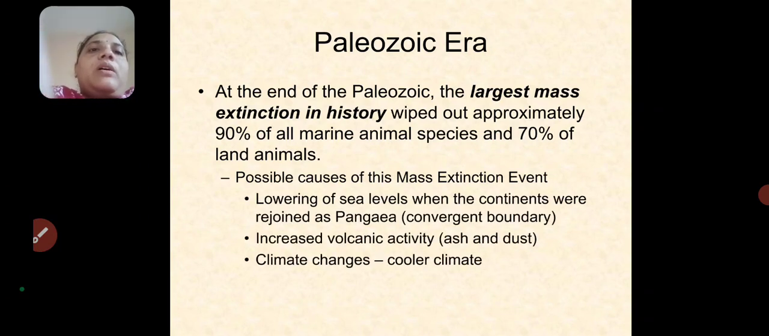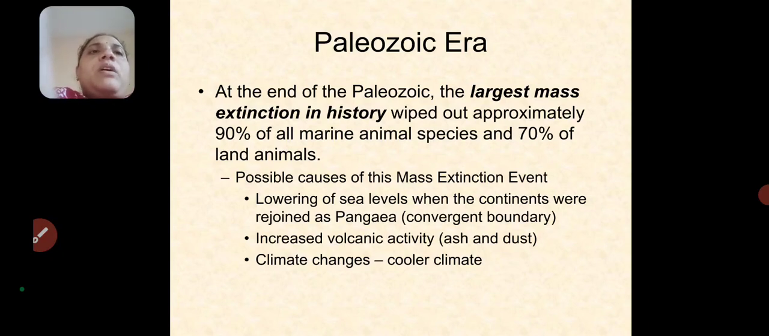The possible causes of the mass extinction event are the lowering of sea levels when the continents were rejoined as Pangea. Next, increased volcanic activity, with ash and dust increasing. Climatic changes also increased, with a cooler climate. These are the changes observed at the end of the Paleozoic era.